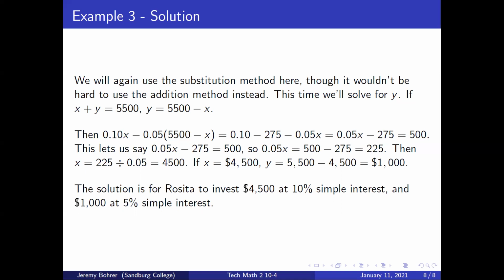Then x equals 225 divided by 0.05, which is 4,500. So if x equals $4,500, then y equals 5,500 minus 4,500, which is $1,000. The solution is for Rosita to invest $4,500 at 10% simple interest and $1,000 at 5% simple interest.